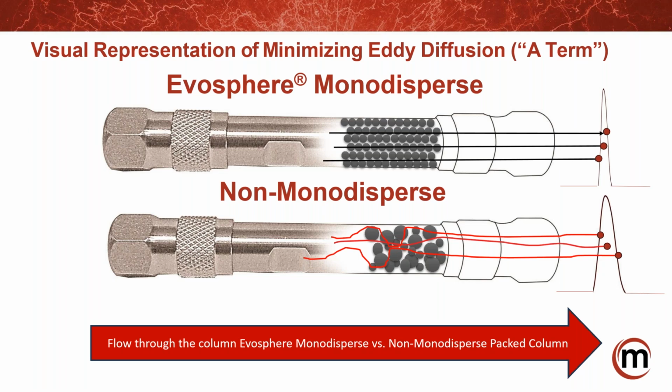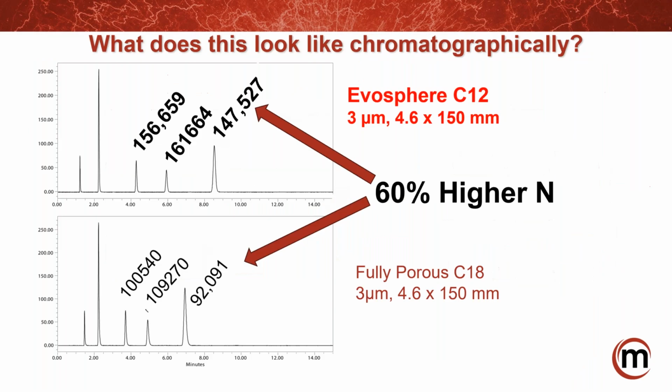So now we're bringing those types of UHPLC efficiencies, but at bigger particle sizes, and we've made smaller particle sizes available as well. So, the take-home message is, in a 3 micron, we're getting higher plates. In this example, this is on the same system with 2 different columns. One's a very common commercially grade column, and this is our Evosphere C12 versus a C18, and you're getting about 60% higher plates.